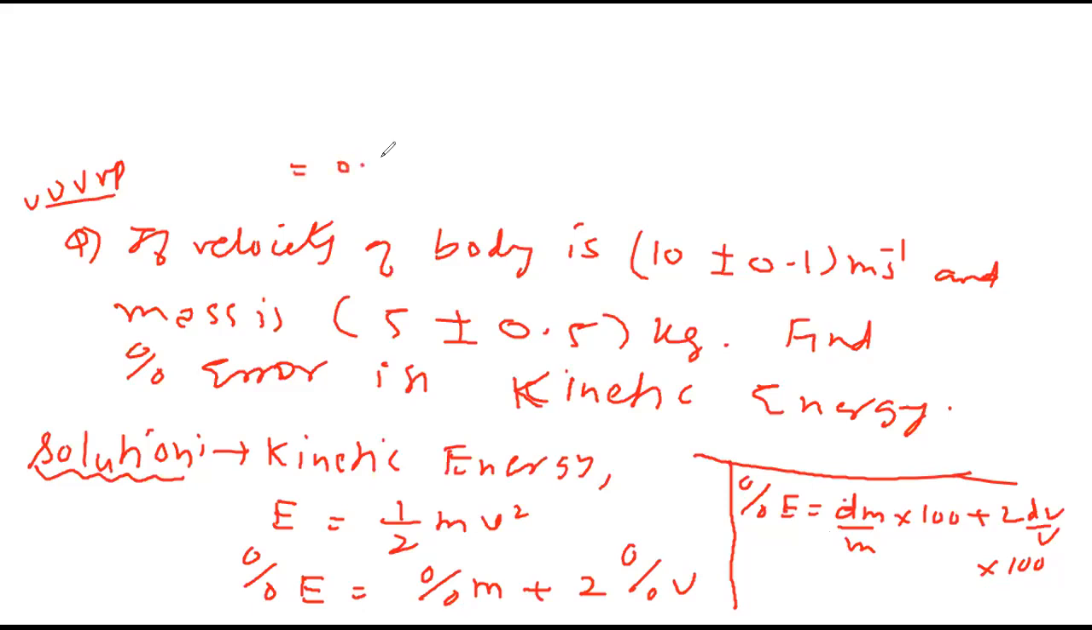Now, dm is 0.5. M is 5 into 100 plus 2 times dv is 0.1 upon v is 10 into 100. 0, 0 get cancel. 5 into 0.1. So 0.1 into 100 is 10 plus 2 into 0.1 is 0.2 into 100 is 20 into 0.1 equals to 2. So final answer 12.